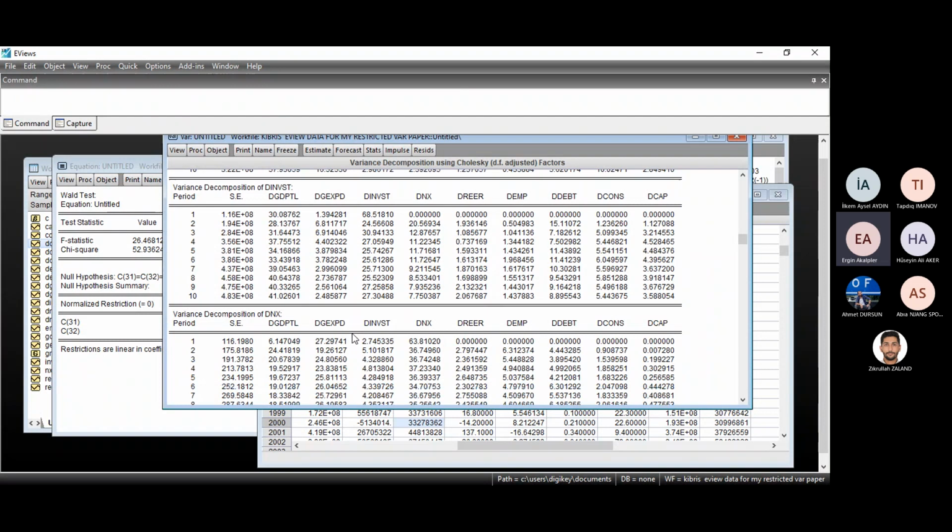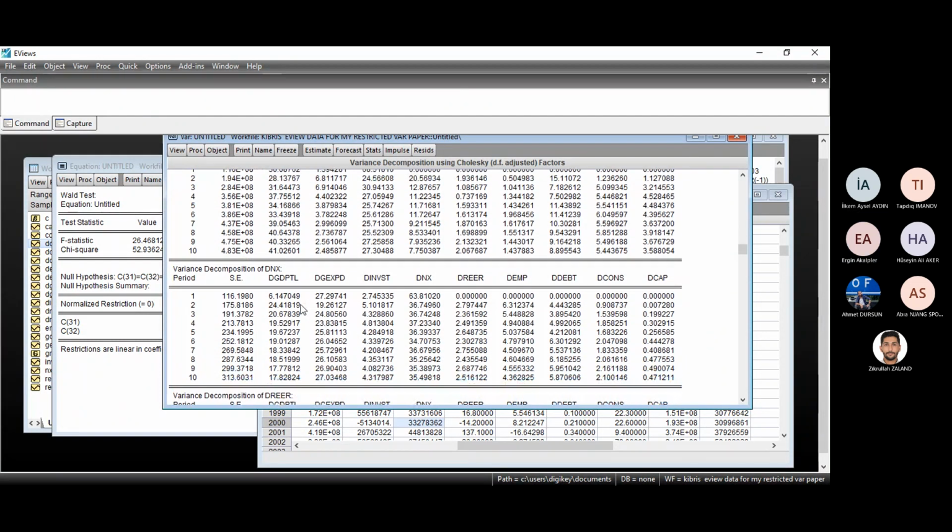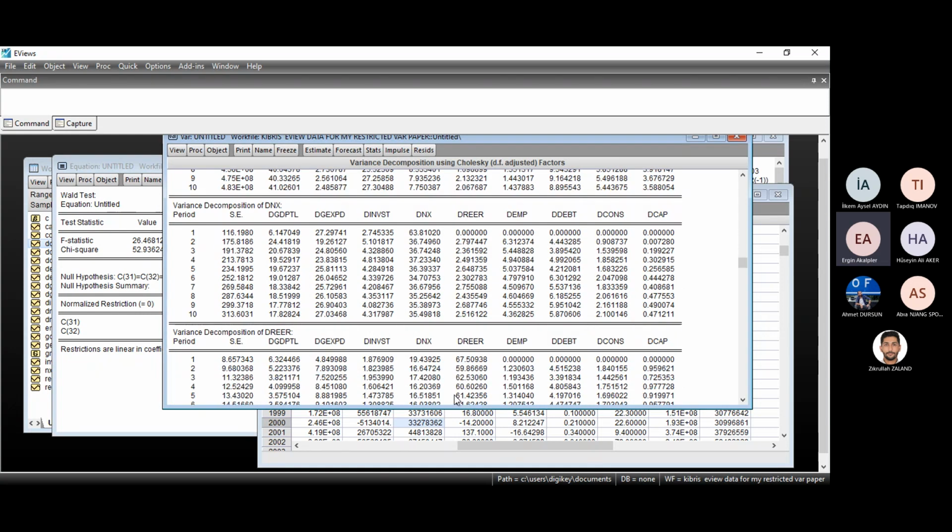Then go to the NX, net export. The GDP is also having some impact. The governmental expenditures and investment a little bit. NX itself is, as you see, the same. It is not very well. Real effective exchange rate is very poor. Employment is affecting the net export. Public debt a little bit. Consumption and capital are not effective, you may say. And go to the next.